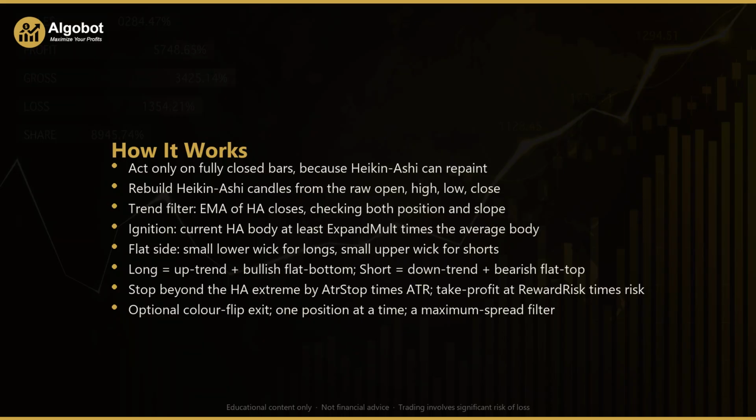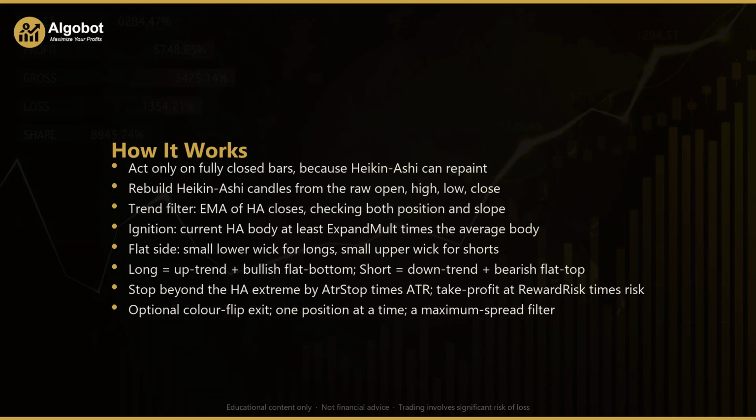The first is the trend filter. It calculates an exponential moving average of the Heikin Ashi closes over the trend period, 20 by default, and checks both its position and its slope. An uptrend means the latest Heikin Ashi close is above the average and the average is rising. A downtrend means the close is below the average and the average is falling. If neither is true, the strategy simply stands aside.